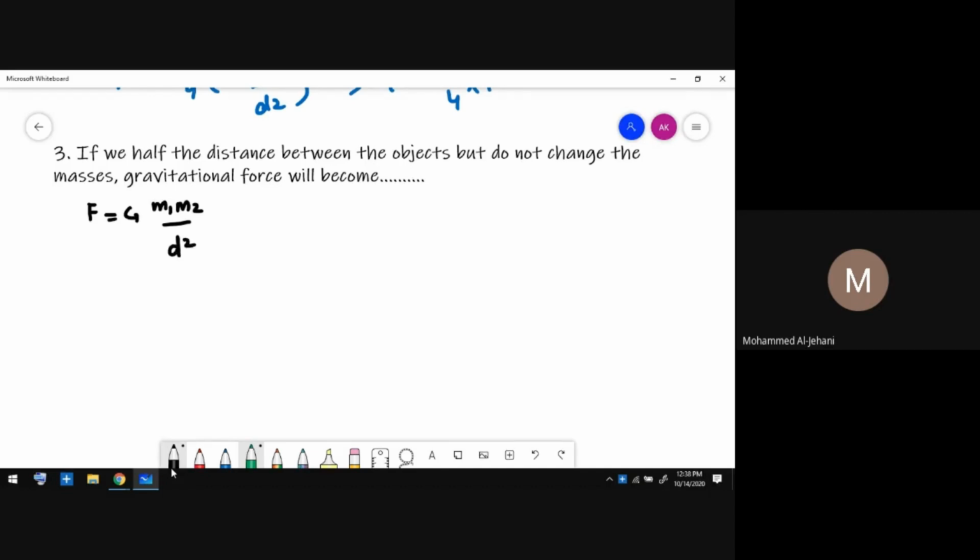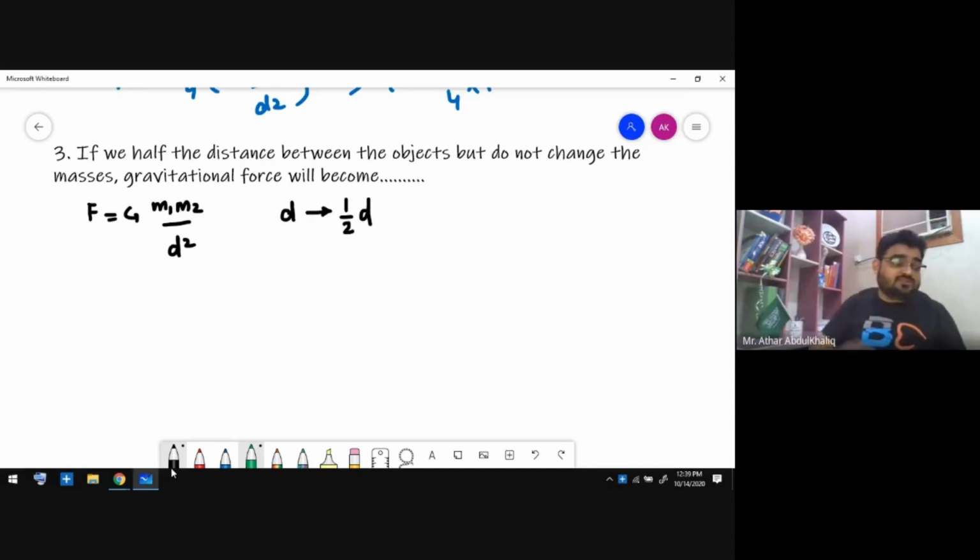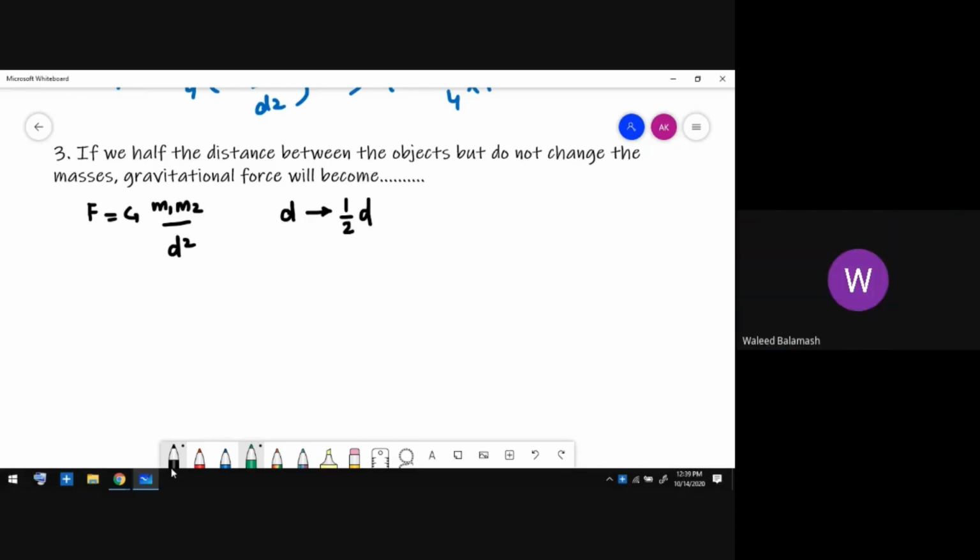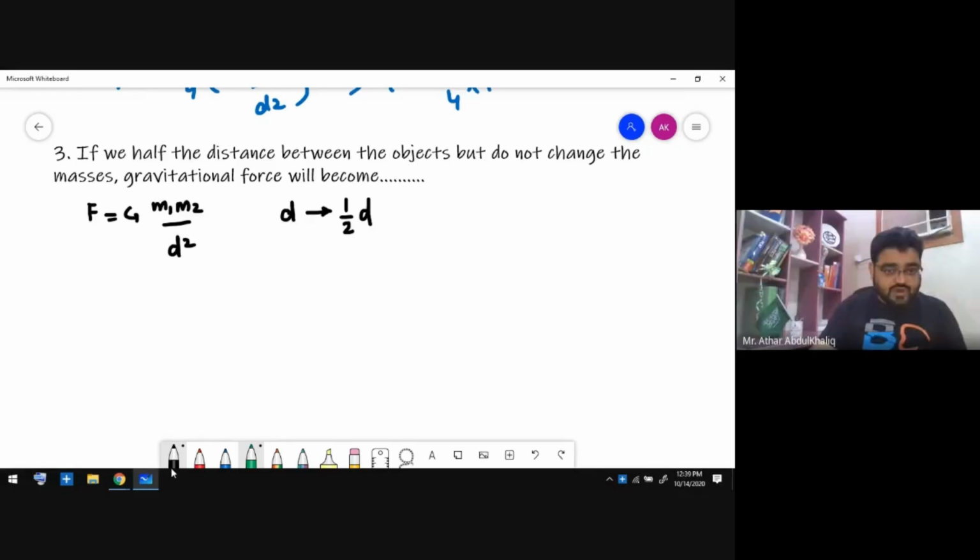gravitational force will come. Miss, I think it will become 1 over 2. It will quadruple, meaning 4 times, not 1 over 4. Can you please explain what will happen? Yes, mister. Because 1/2 squared equals 1 over 4. So 4 is in the denominator, so this 4 will move up.